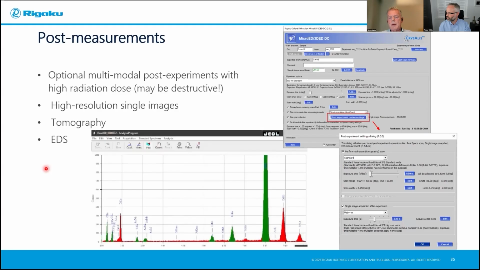But if we want to do imaging or something like that, we can turn the power up and get much cleaner images. So single images, very high resolution. We can do tomography, rotating crystals around, looking at the electron transmission, and also energy dispersive XRF. This is a relatively new addition to the electron diffractometer. So we have an EDS channel, so we can look at the elemental makeup of each of these nanoparticles that we step through and study.